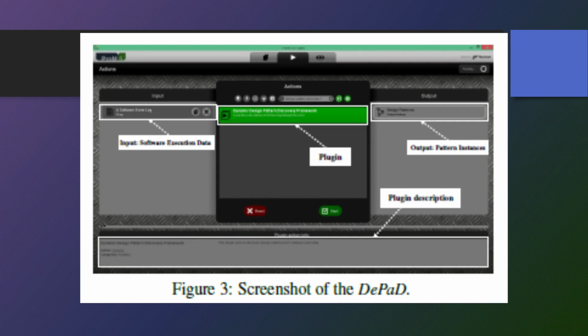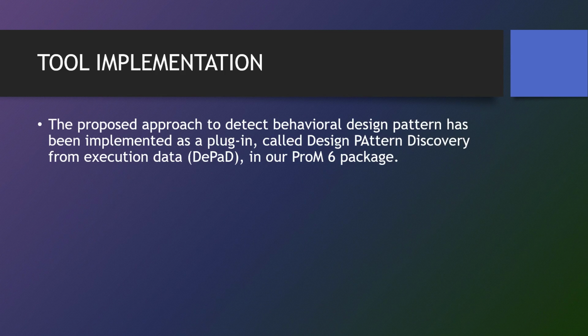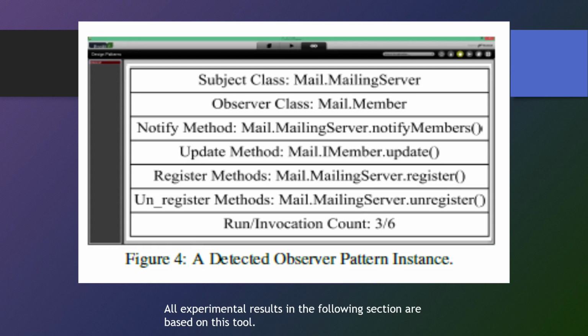As you can see, this is the screenshot of the DPAT. For implementation, the approach to detect behavioral design patterns has been implemented as a plugin called Design Pattern Discovery from Execution Data, DPAT, in our Form 6 package. All experimental results in the following section are based on this tool.